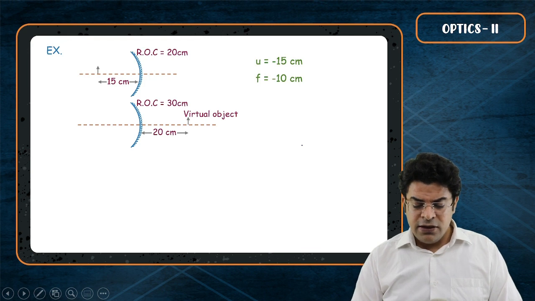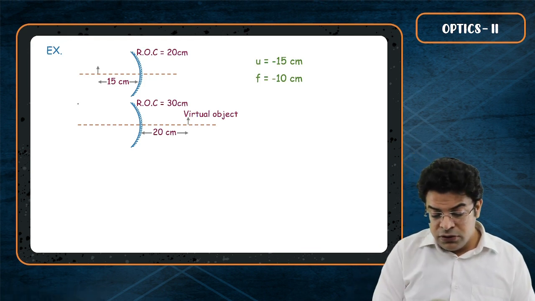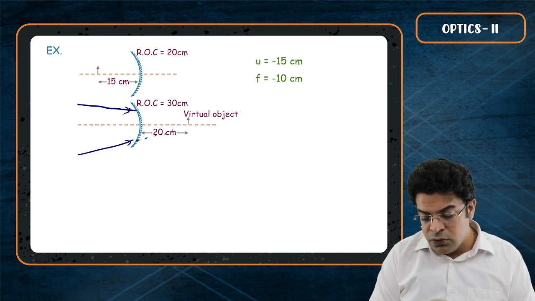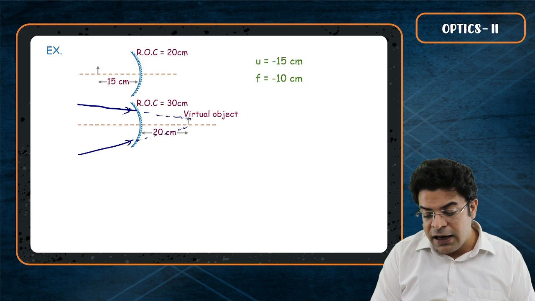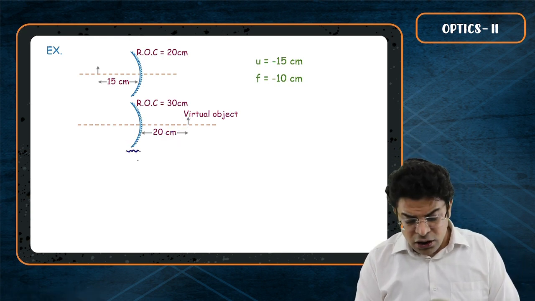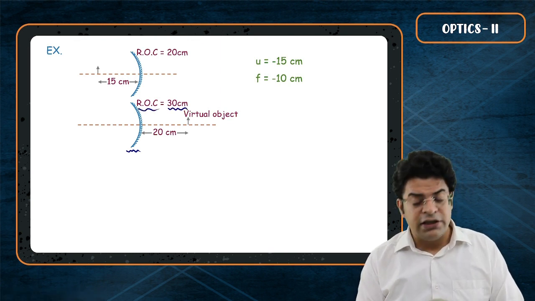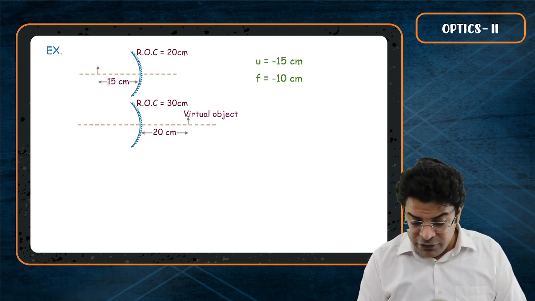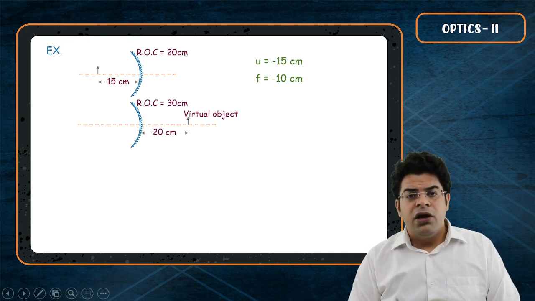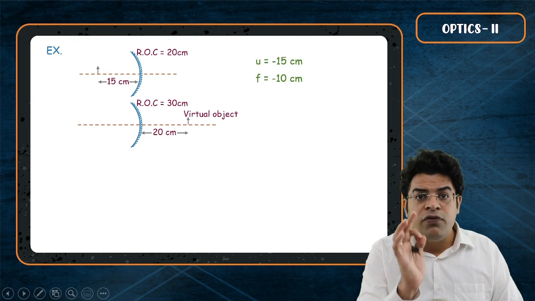Let's see one more example. If let's say, rather than giving us real object, they have given us virtual object. So there must be incident rays going like this, whose extension goes and meet forward at a distance of 20 centimeter. So again, you have got a concave mirror. This time the radius of curvature is 30 centimeter, but this time they have given you a virtual object. Now what will be the value of U? What will be the value of F?